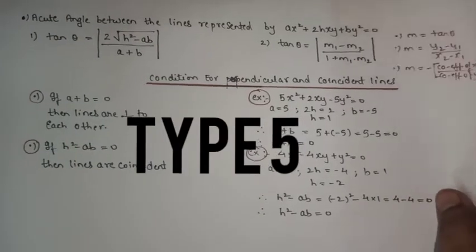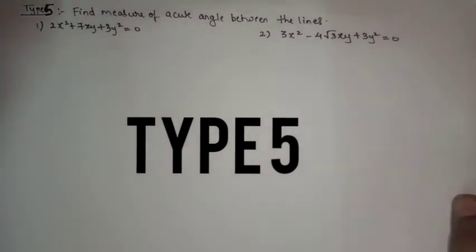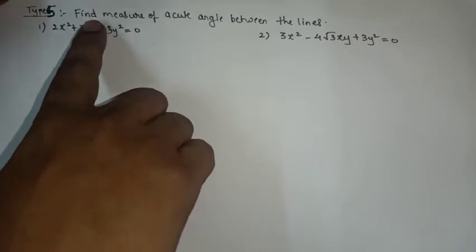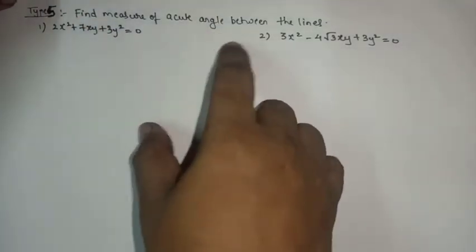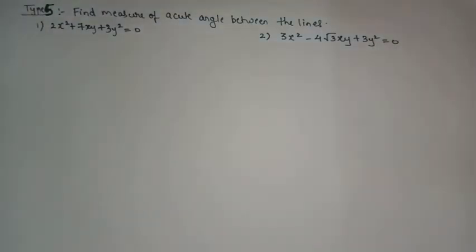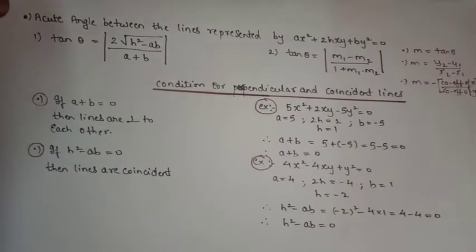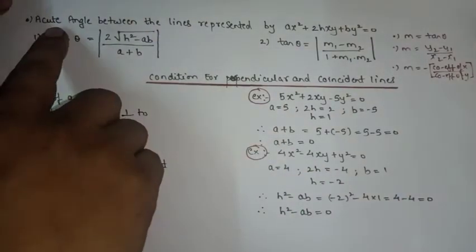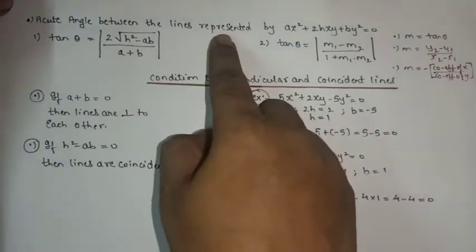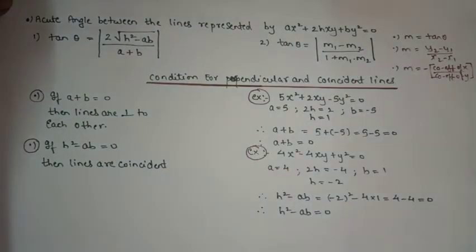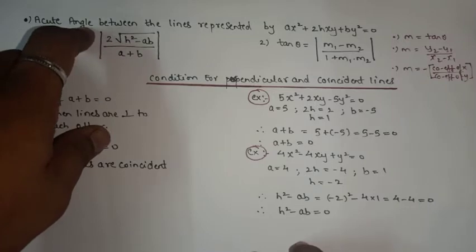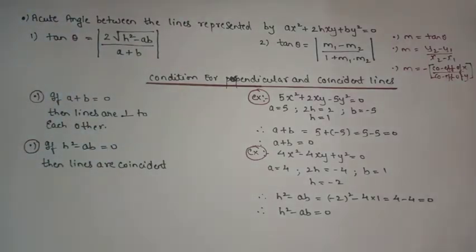Hello students. So now in this lecture I will see the type number 5 sum based on to find the measure of acute angle between the lines. Before that we'll see the concept based on the type number 5, as it says that we have to find the acute angle between the lines represented by ax square plus 2hxy plus by square equals to 0. Now what do you mean by acute angle? Means the angle it will be less than 90.